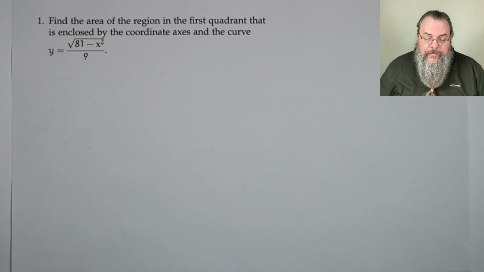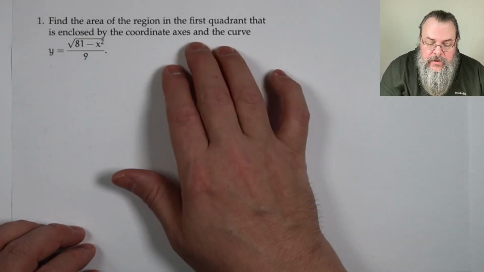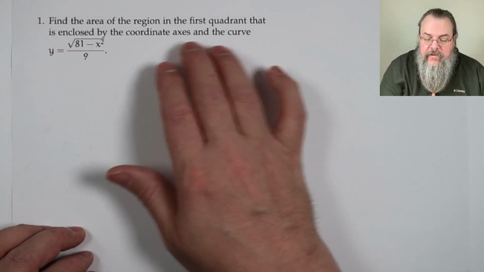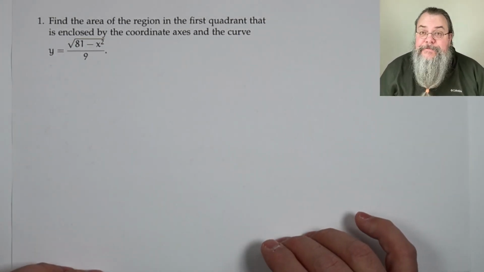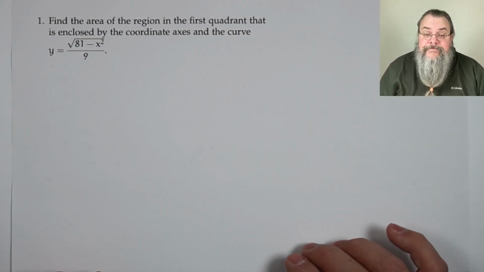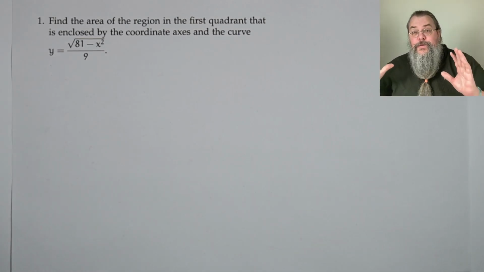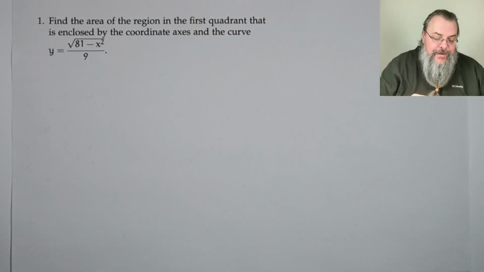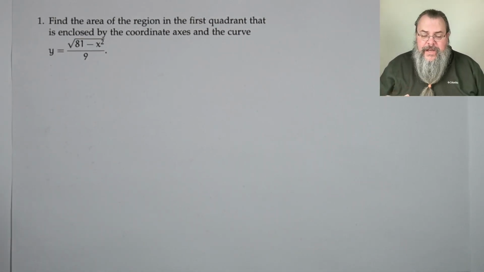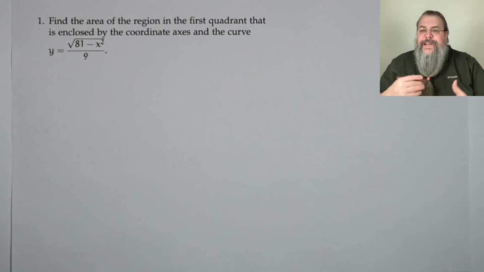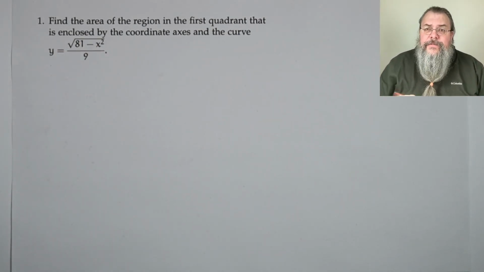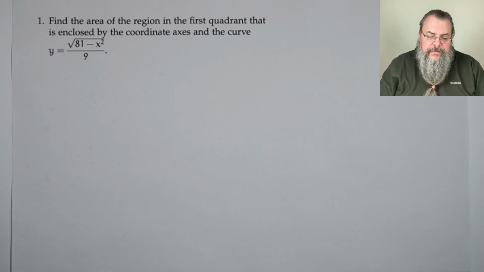Find the area of the region in the first quadrant that is enclosed by the coordinate axes and the curve y equals the square root of 81 minus x squared over 9. All right. Well, before we get into the calculus part of this, let's make sure we understand what this problem is asking. Of course, we know it's asking for area, but we'd like a little bit more insight into area of what? What is it we're after the area of?